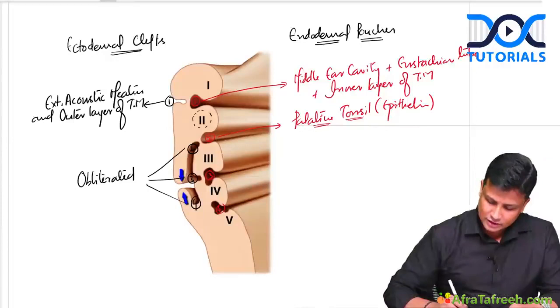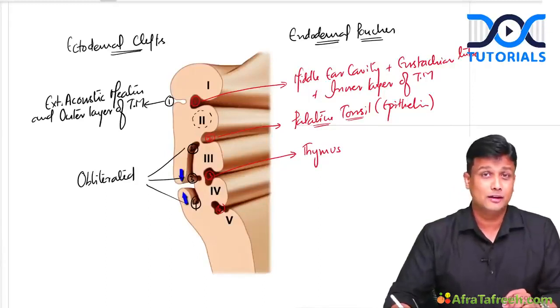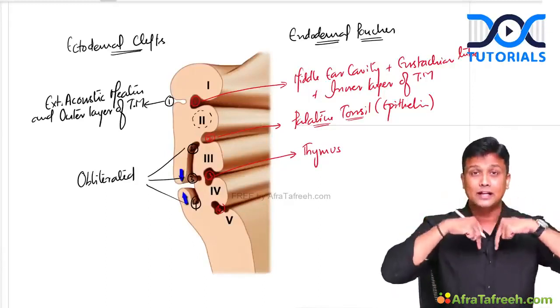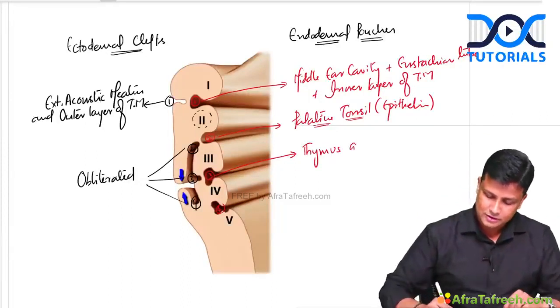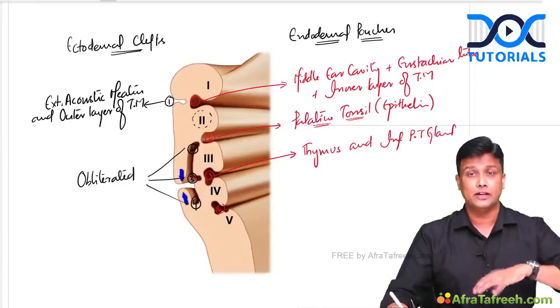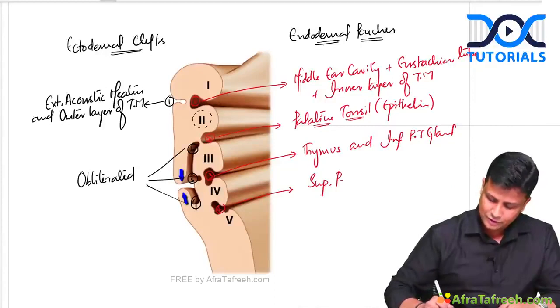Now the third pouch here, it is the one which is going to form thymus, and I always tell my students to remember with the rhyming words: third pouch is going to form thymus. Because the thymus has to migrate down, along with the thymus, remember, it is going to form the inferior parathyroid gland. And the fourth pouch is the one which is going to form the superior parathyroid gland. So, it is going to form what, guys? Superior parathyroid gland.